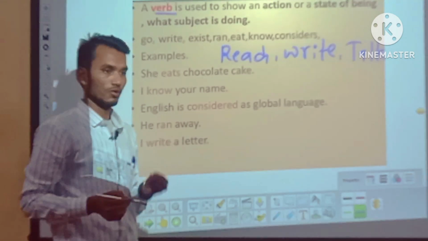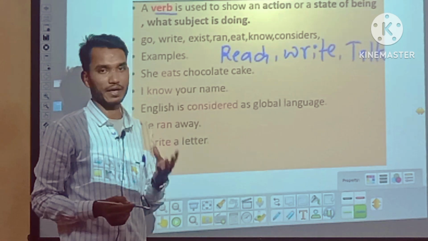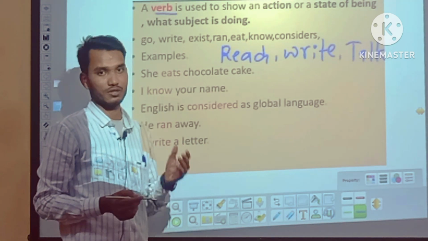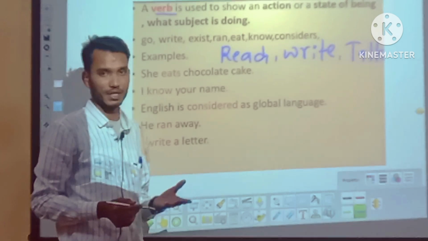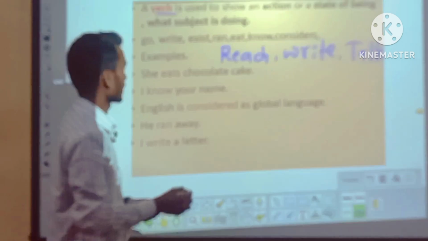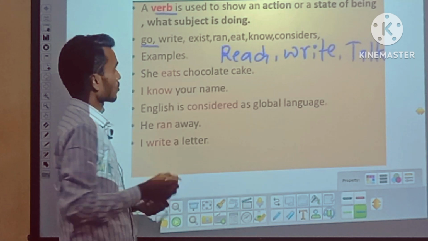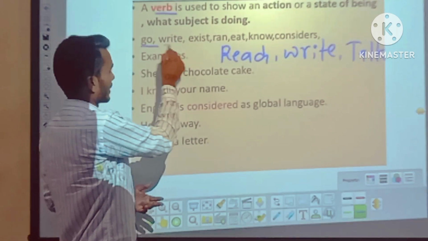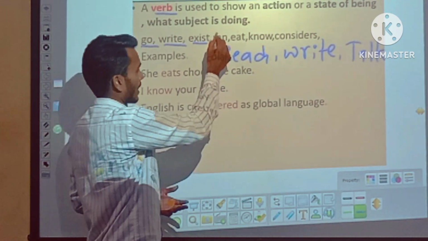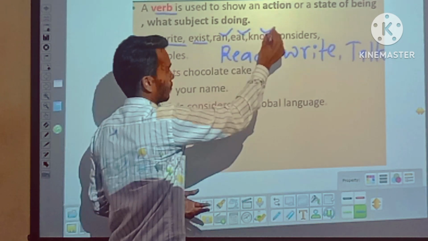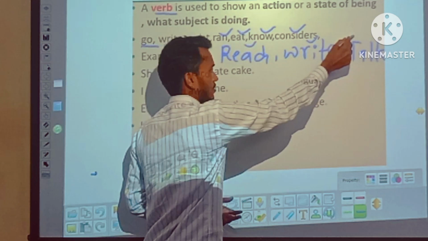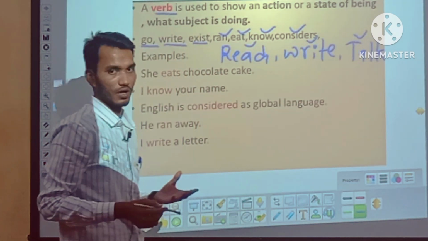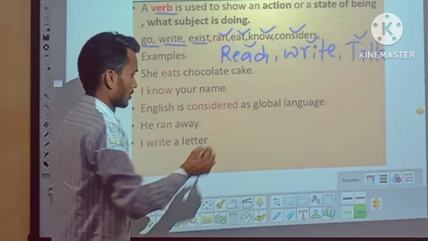Right here, verb talks about the action of a subject, or it tells the state of being. Right here we have go. Go is a verb, right? And exist, ran, eat, known, consider, read, write, talk. So these are the examples of verb.